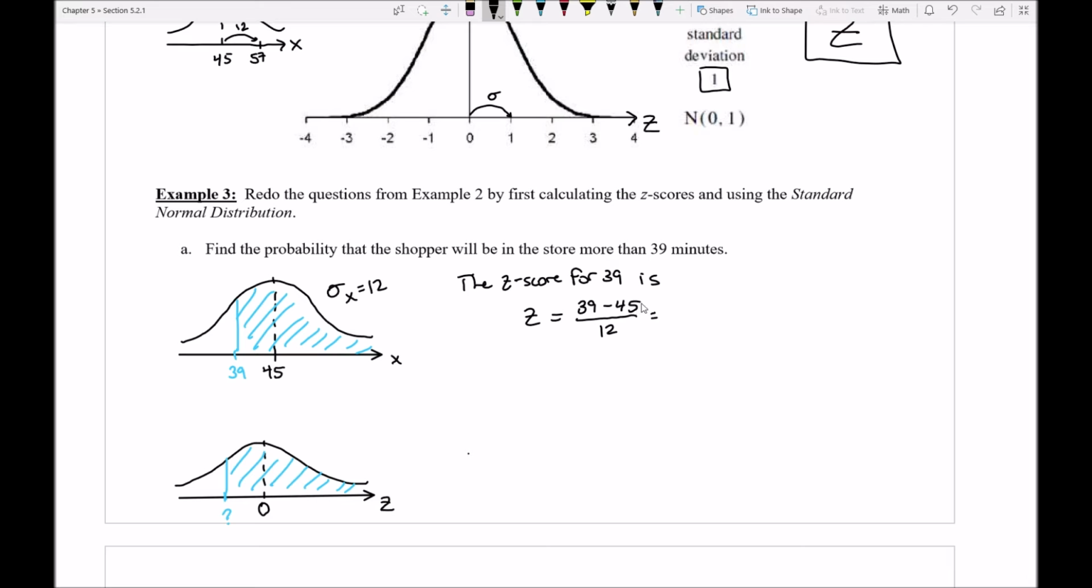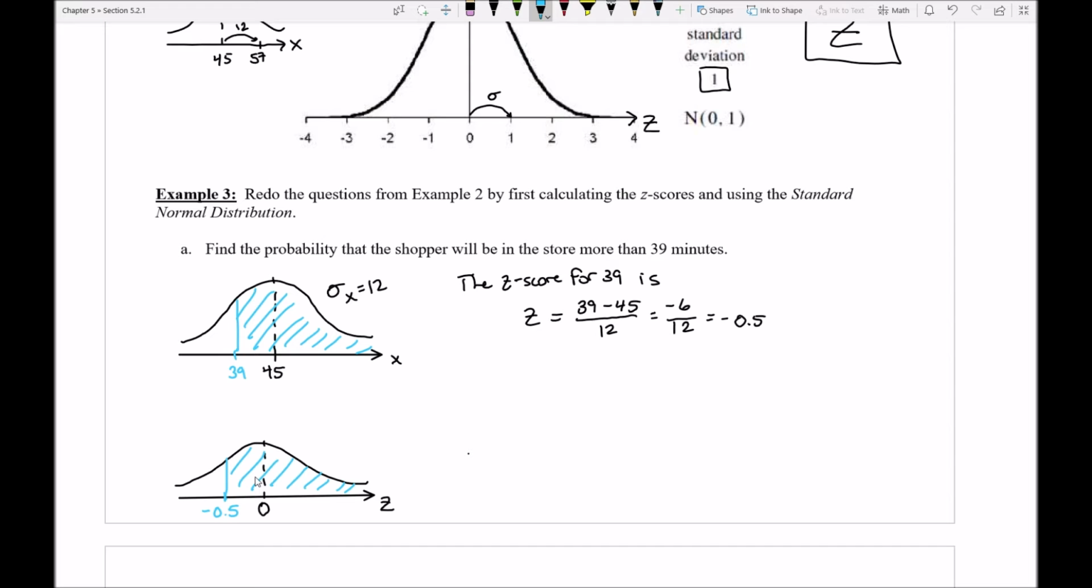Well, let's see, 39 minus 45, that's negative 6. Divide by 12, that would be negative 0.5. Remember, it's okay to have z-scores that are negative. In fact, in this case, it makes a lot of sense that it would be negative because the number I'm looking for is below 0. So now I have this value, negative 0.5.